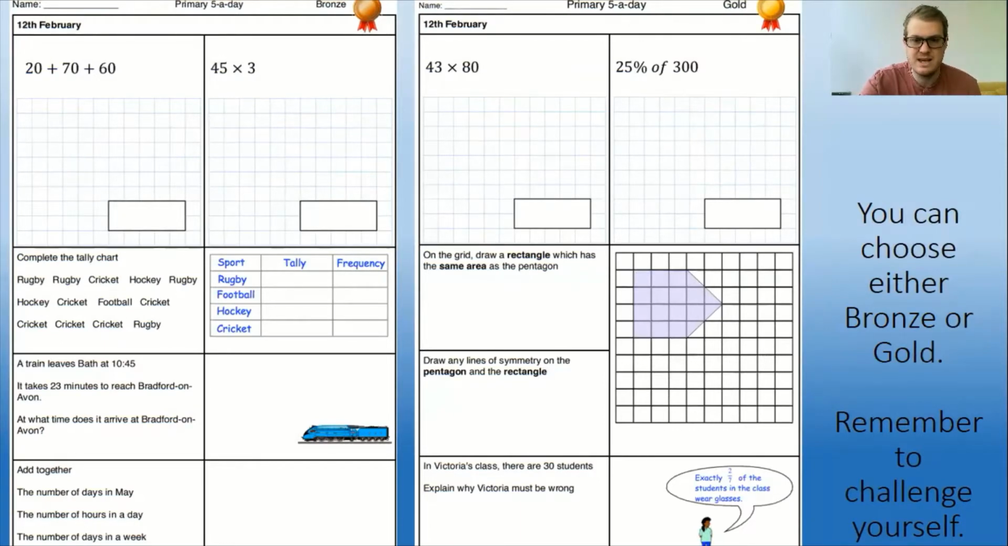This one down here, you don't need a mirror where it says about the lines of symmetry. It might help if you've got a mirror available to try that out, but you should be able to do it without. Let's see how you go.